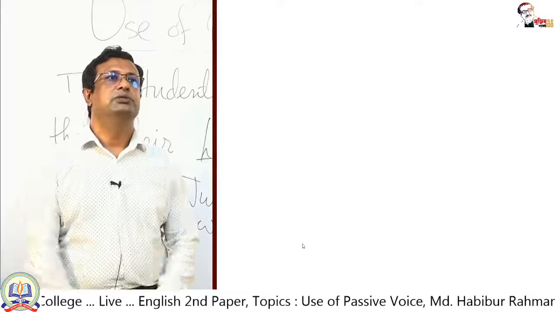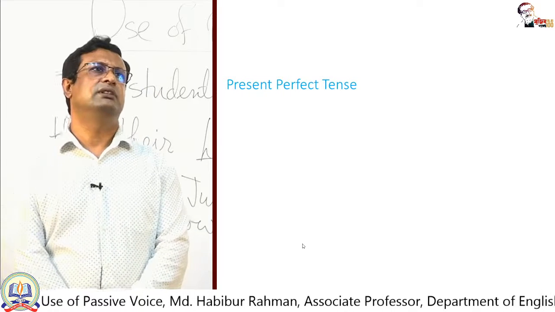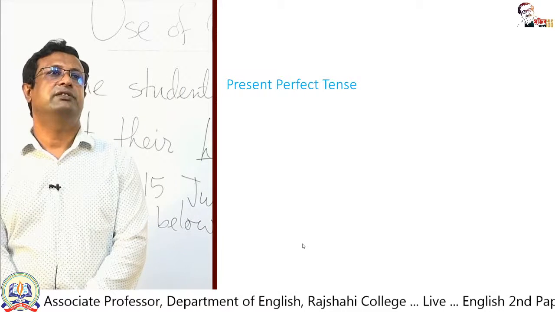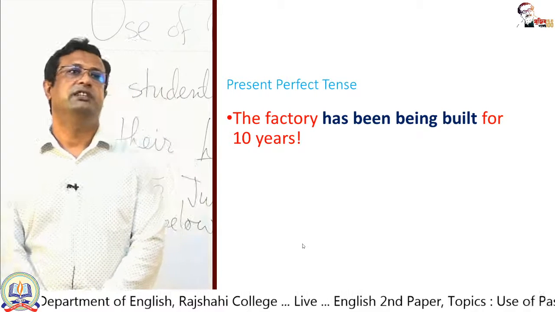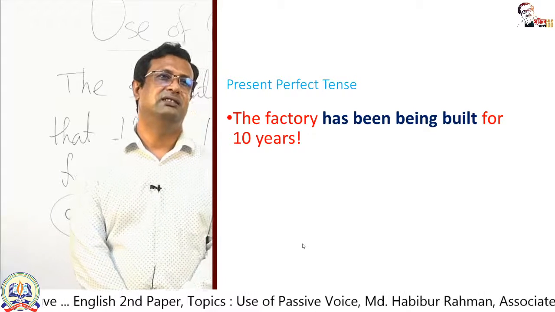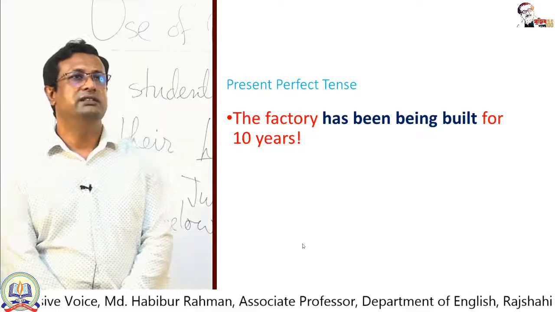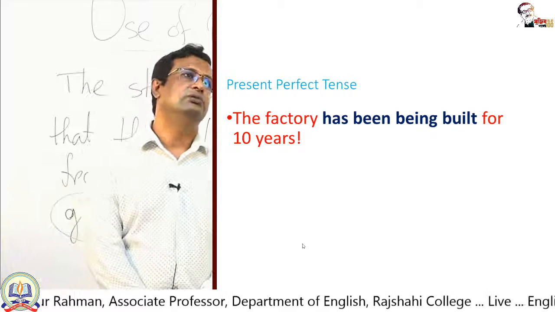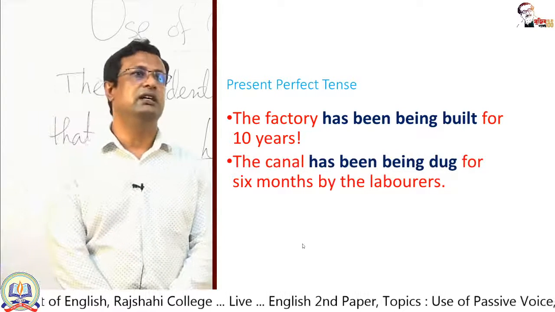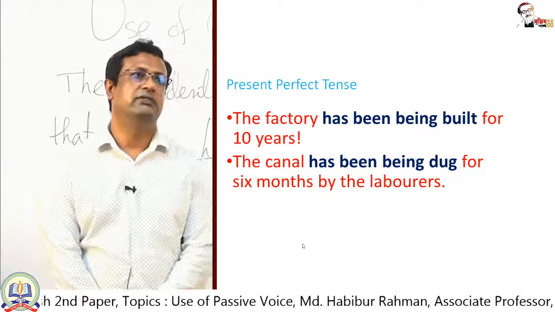Dear students, we should not always use passive voice, especially in present perfect continuous, not present perfect. Actually, this is present perfect continuous tense. In present perfect continuous tense, you see "The factory has been being built for 10 years." Grammatically, this is correct, but this is a chaotic use, and it is not a very good sentence. So, in present perfect continuous tense, we should avoid using passive voice. "The canal has been being dug for 6 months by the laborers" is not good. Rather, "The laborers have been digging the canal for 6 months." This is better.